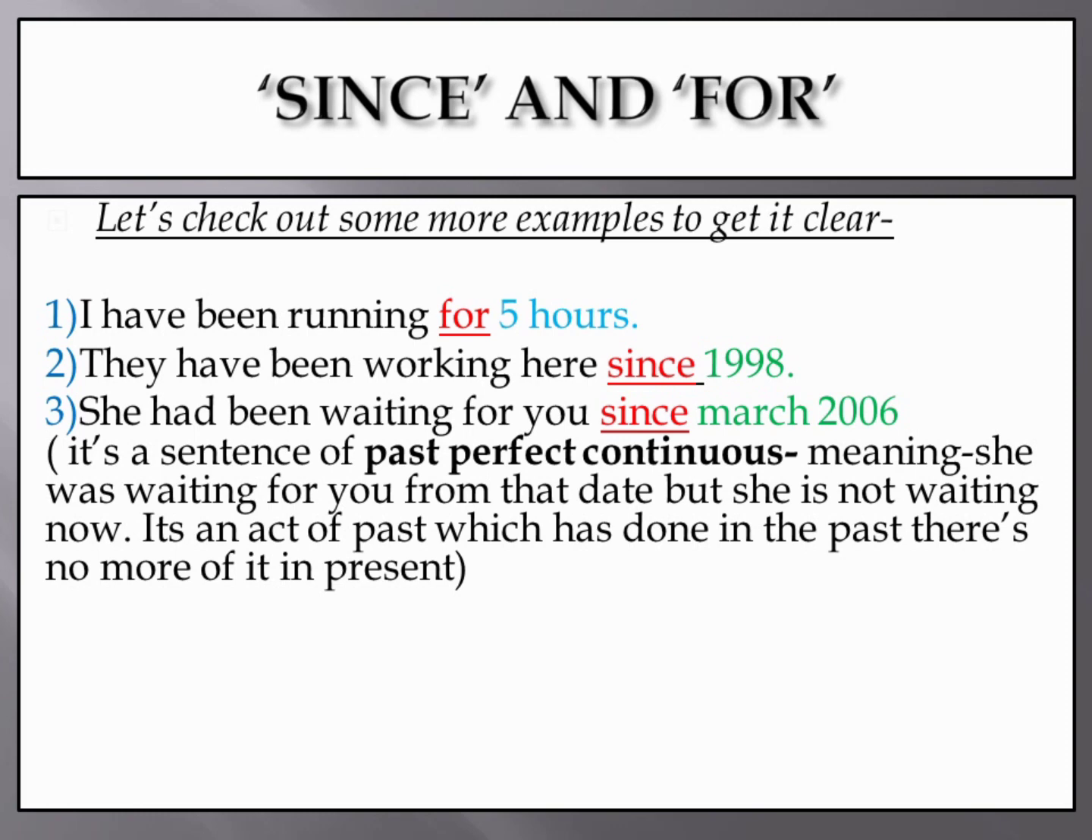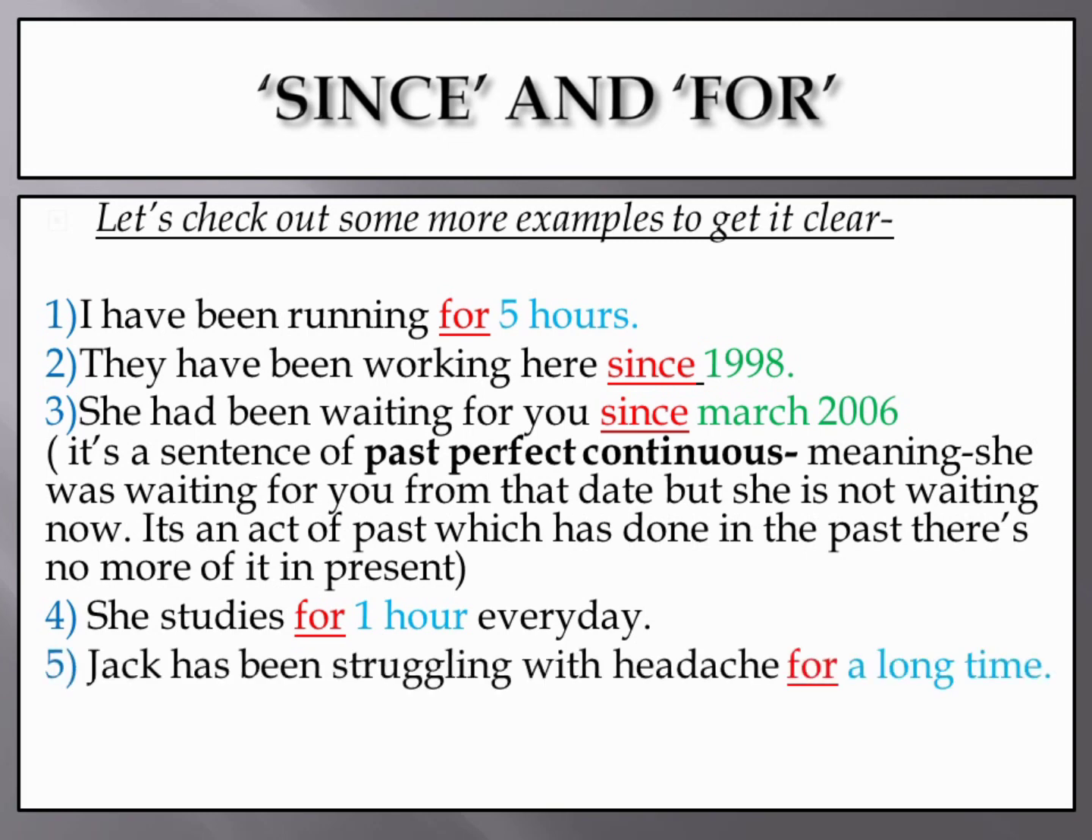This is a sentence of past perfect continuous. It means she was waiting for you from that specific date, March 2006, but she is not waiting now. It's an act of the past which has finished. There's no more of it in the present. The fourth one is she studies for 1 hour every day. That means every day she studies for 1 hour. One hour is a period of time.